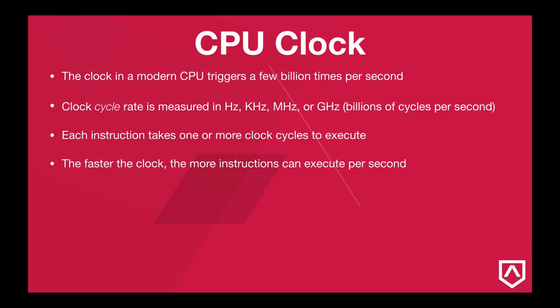And each time this clock cycles, what the CPU does is the next piece of work that it has to do. Sometimes this is executing one instruction, but some instructions take more than one clock cycle, so it could be executing part of one instruction for that clock cycle. But the general idea is the faster the clock is, the more instructions per second your CPU can execute.